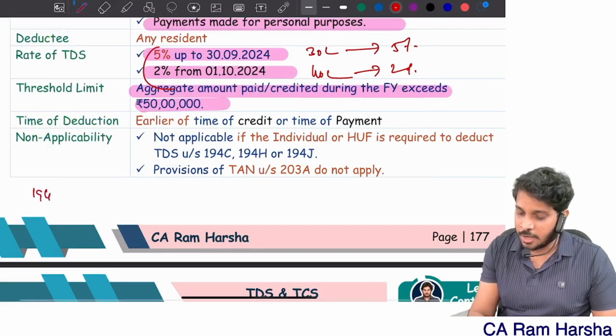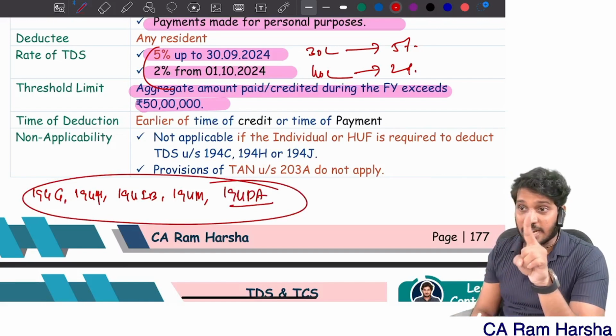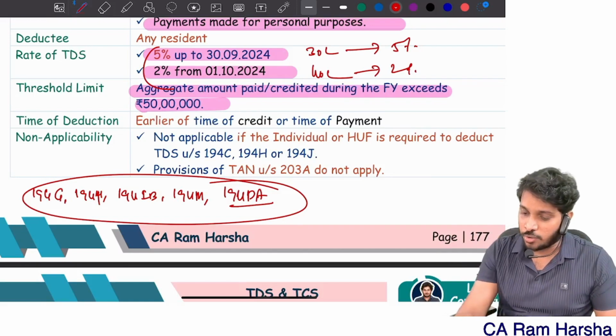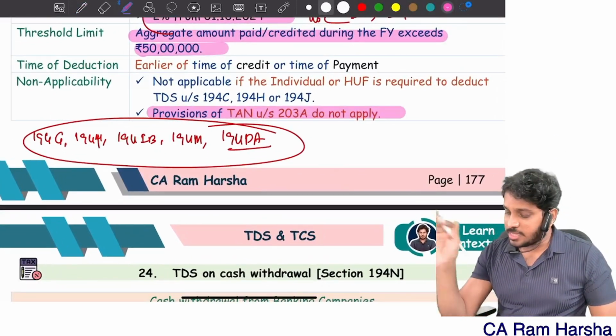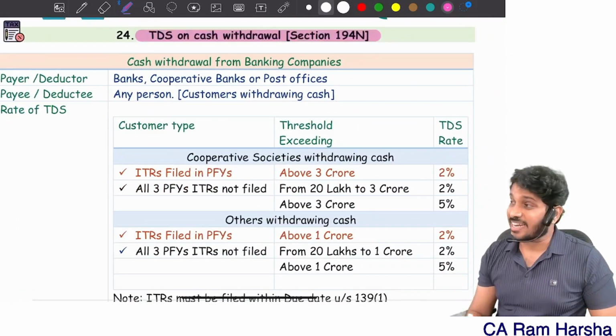Once again, I'm repeating: 194G, 194H, 194IB, yes or no, 194M, and 194DA, insurance payment. In all these 5 sections, up to 30th September, 5% TDS. From 1st October, 2% TDS. Yes or no? That's it. The TAN number concept does not apply in this section also. Clear? Then 194N, TDS on cash withdrawal.